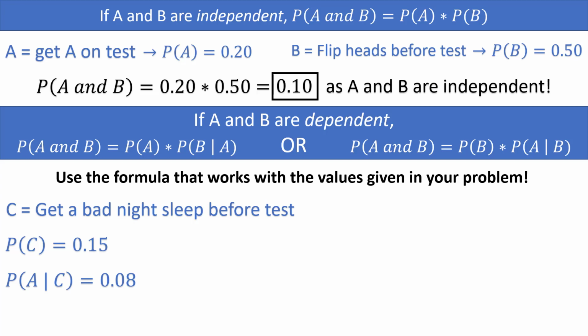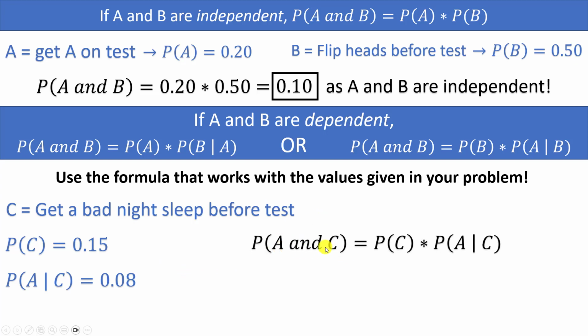Notice the difference here. The general chance that anyone gets an A on the test is 20%, but the chance that someone gets an A on the test, given that they have not slept well the night before the test, is only 8%. So not getting a good night of sleep actually changes the probability of A. Therefore, we would say that events A and C are dependent events, because knowing that C happens actually decreases the chance of A. Now, of course, at this point, we don't have the letters A and B, but we can modify either of these formulas to work for the events A and C.